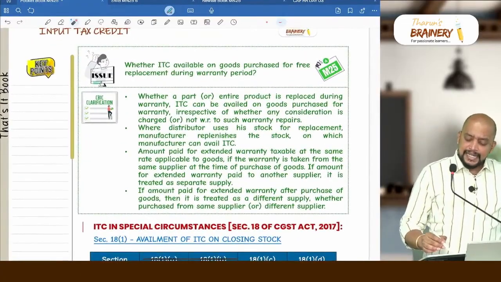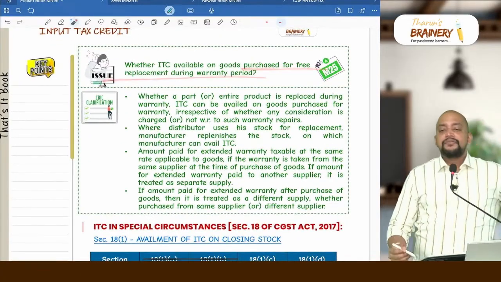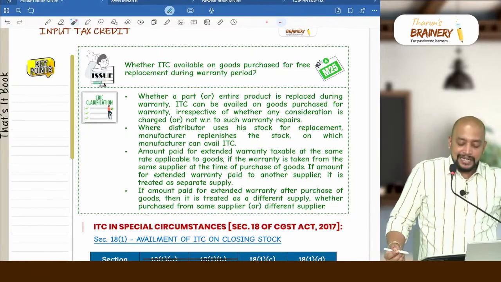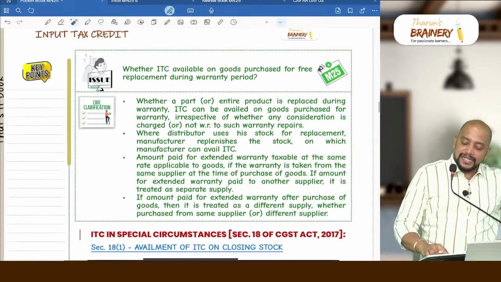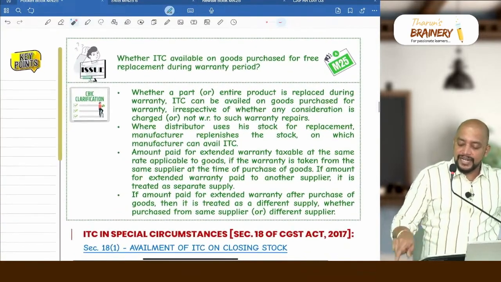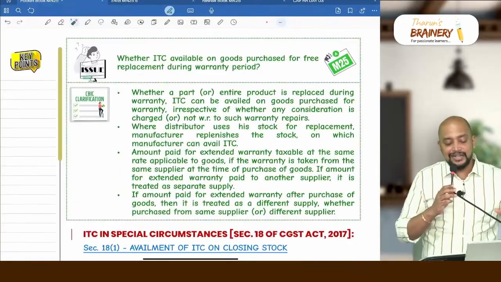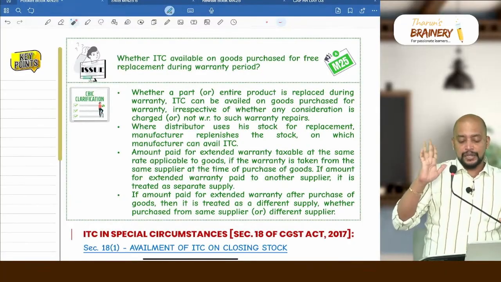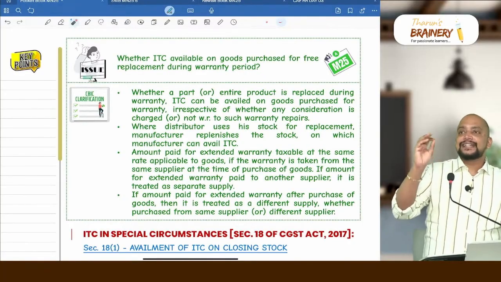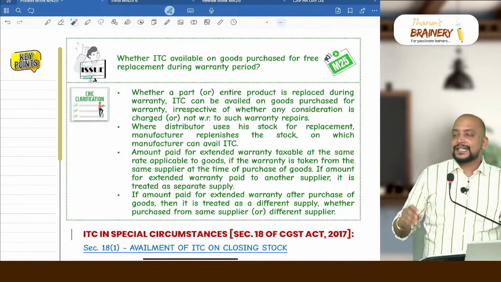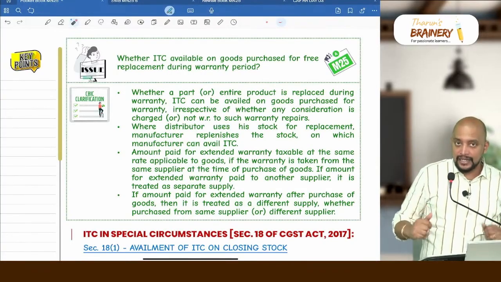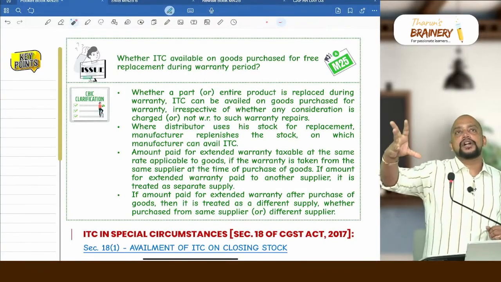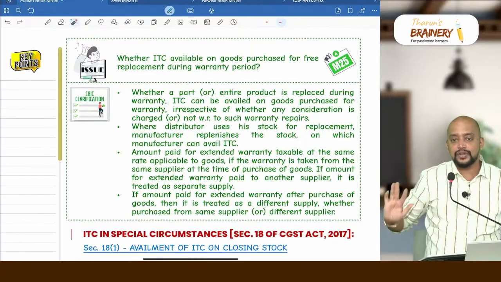Whether ITC is available on goods purchased for free replacement during the warranty period. So for any goods purchased for free replacement during the warranty period, you need to understand two aspects. Point number one: you are purchasing a car, and that car purchase is covered under a standard warranty, so there is a sensor which is not working in the car, the parking sensor is not working.